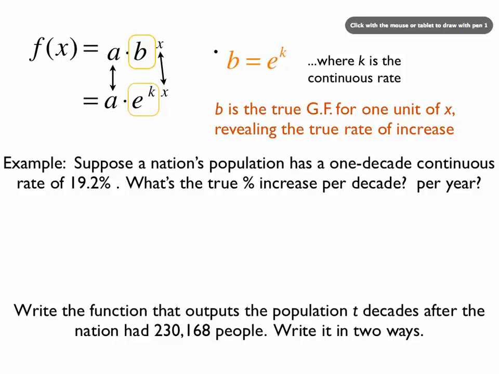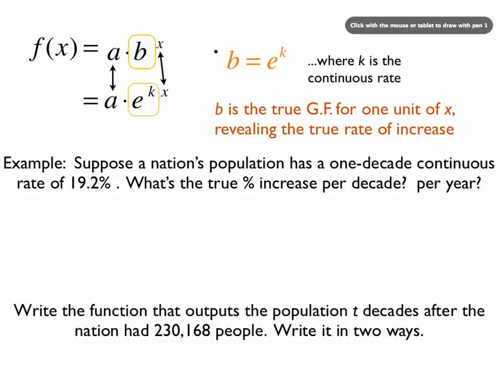So they're apples and oranges. K is the rate, but it's not the true rate. B is a growth factor that can give us the true rate. All right, so let's try this. Suppose a nation's population has a 1-decade continuous rate of 19.2%. Can you figure out the true percent increase per decade? And then as a follow-up question, can you figure out the true percent increase per year?